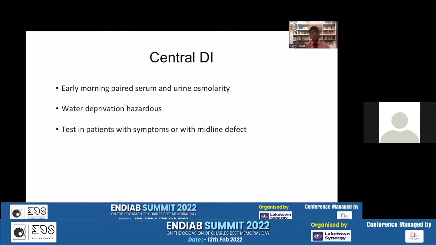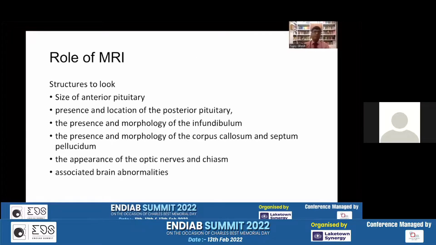In terms of central diabetes insipidus, do early morning paired serum and urine osmolarity. If you see the serum osmolarity is high, with the urine not being able to concentrate, that would help. The typical water deprivation test, which we do in adults, is something that we would want to avoid. Tests in patients with symptoms or with midline defects might be indicated.